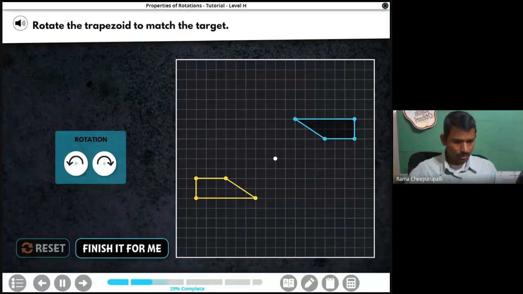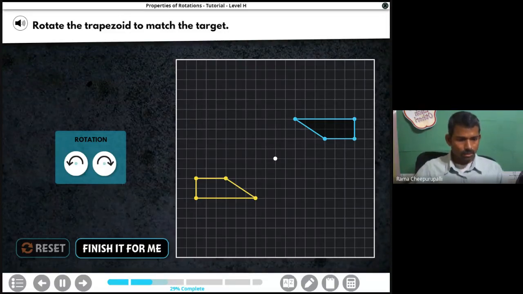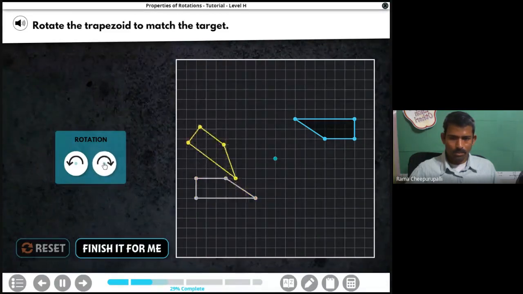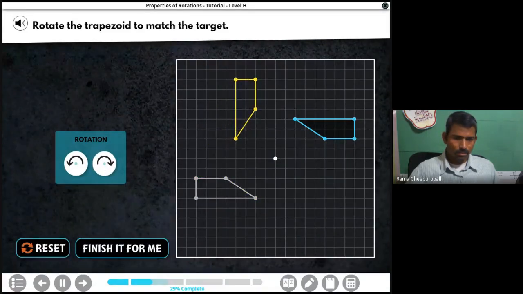I like that. So I see a CCW 270 or a CW 270, and I also see a CCW 180, and CW 180. Let's check it out. So I did a clockwise 90, and I'm going to do one more clockwise 90.